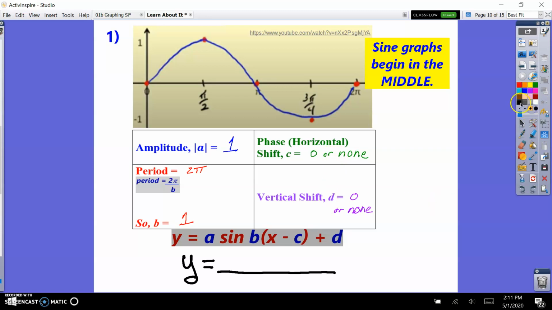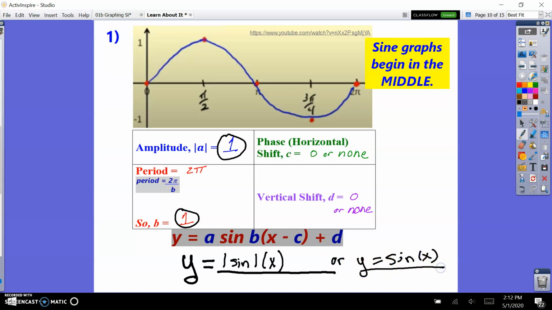So that leaves us with our equation that we want to write as we go through. So since our a value is 1, we'll put that in there. This is a sine function. We discussed that. Our b value is 1, so we'll put that in there. There is not a horizontal phase shift, so we'll leave that alone, and there is not a vertical shift, so we'll leave that alone. You can also rewrite this without the 1s, so sine of x. So you can also write it like this.